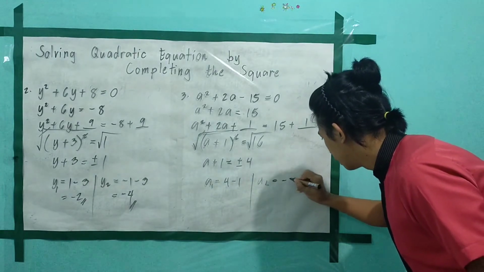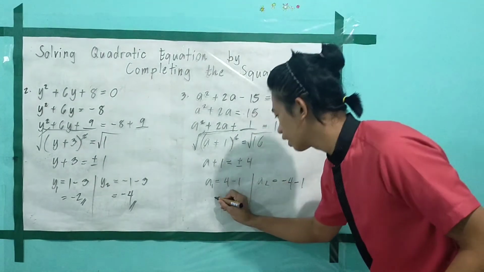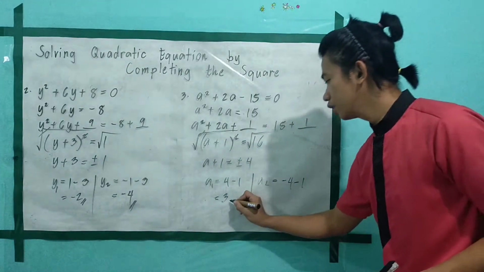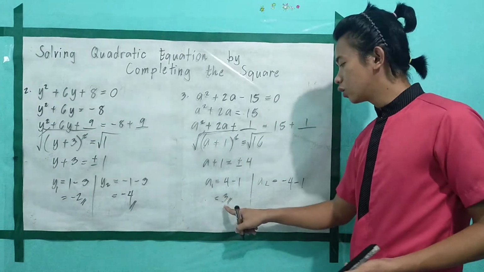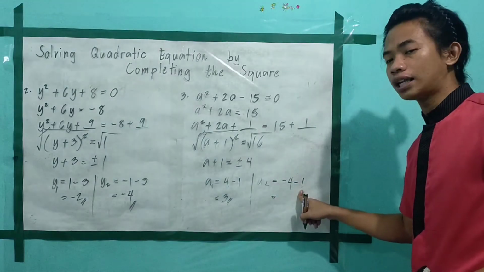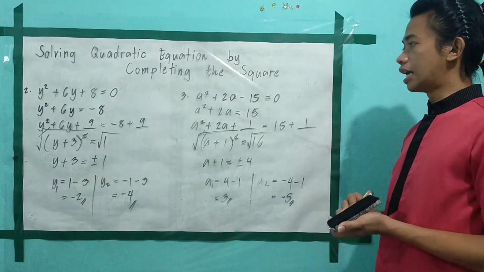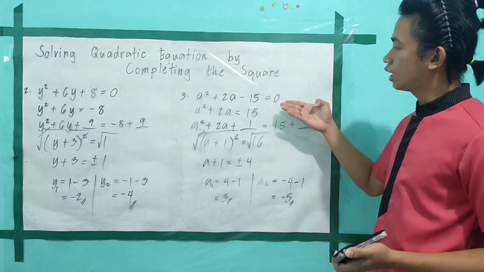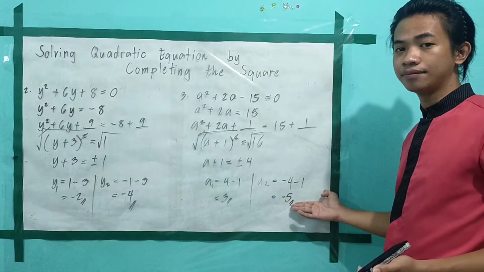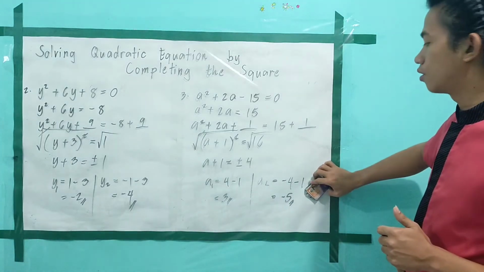Negative 4. Then transpose positive 1, magiging negative 1. Let's simplify. For our a sub 1, 4 minus 1, we have 3. So, ang ating a sub 1 is equal to 3. Next, for a sub 2, negative 4 minus 1. So, we have negative 5. And therefore, the solution in this given problem are positive 3 and negative 5. Okay? Now, let's proceed to problem number 4.